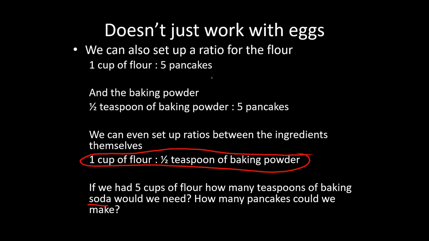So if we had 5 cups of flour, again, we're going to use this just like a conversion factor, the ratio between these two. We know that for every 1 cup of flour, we're going to need a half a teaspoon of the baking powder. And so that means we're going to need 2.5 teaspoons.